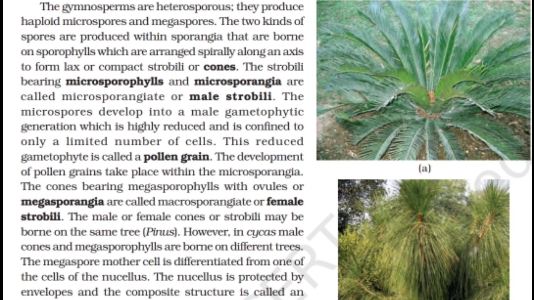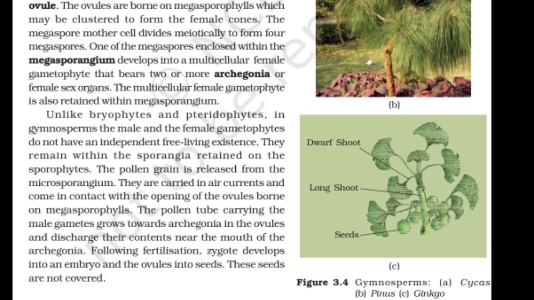The male or female cones or strobili may be borne on the same tree (Pinus). However, in Cycas, male cones and megasporophylls are borne on different trees. The megaspore mother cell is differentiated from one of the cells of the nucellus. The nucellus is protected by envelopes and the composite structure is called an ovule. The ovules are borne on megasporophylls, which may be clustered to form the female cones.